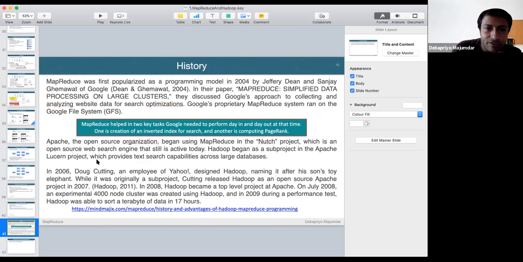There's a bit of history. I will not talk about this; you can read it up later on other websites. But the key point is that MapReduce started at Google first, and it helped Google in two key things. One was creating the inverted index for search, which we won't see in this course, but it is still the backbone of web search or any kind of search engine. Another was computing PageRank, which we will see in this course, which is essentially repeated multiplication of a vector with a matrix.